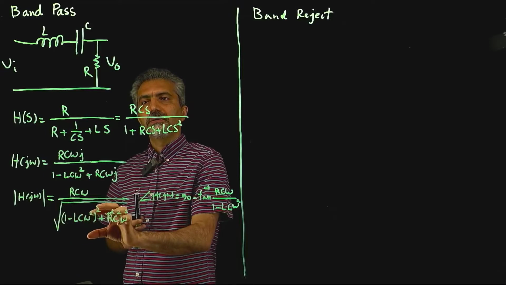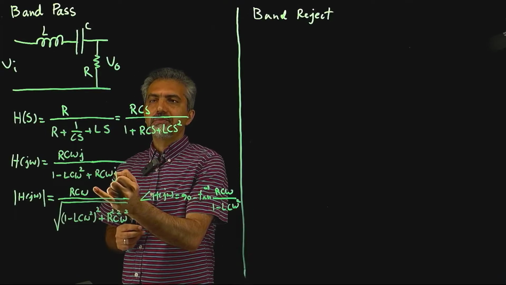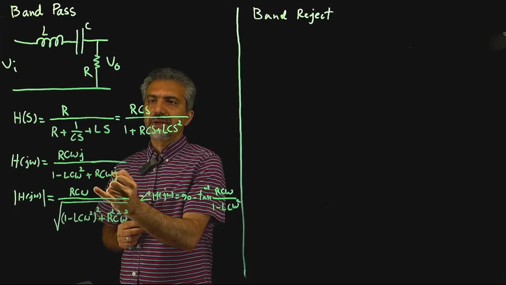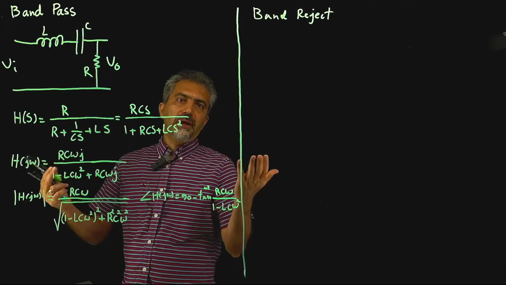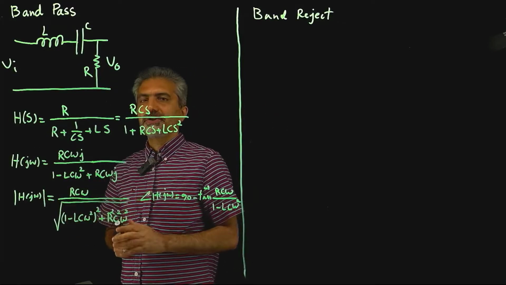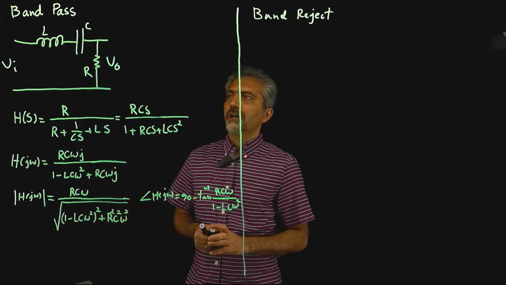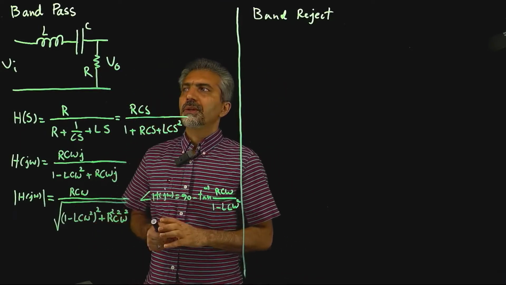So overall, this ratio is going to approach 0 because in the numerator you have a function of omega to the power 1, in the denominator you have a function of the order of omega to the power of 2. And therefore, the ratio is going to approach 0 for high frequencies. In other words, high frequencies won't pass through your circuit.